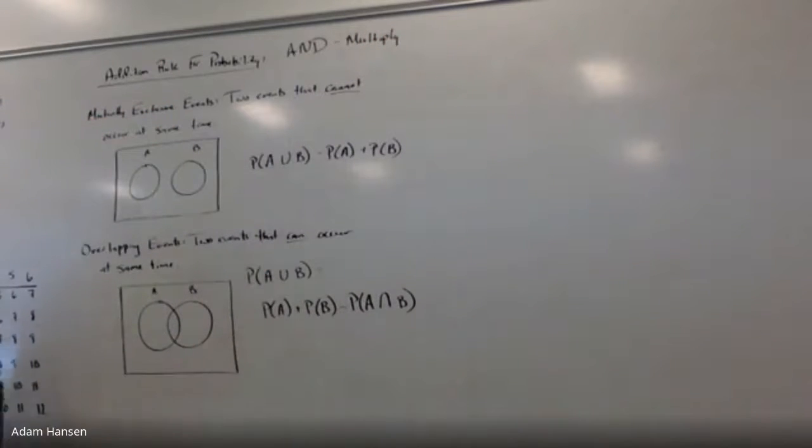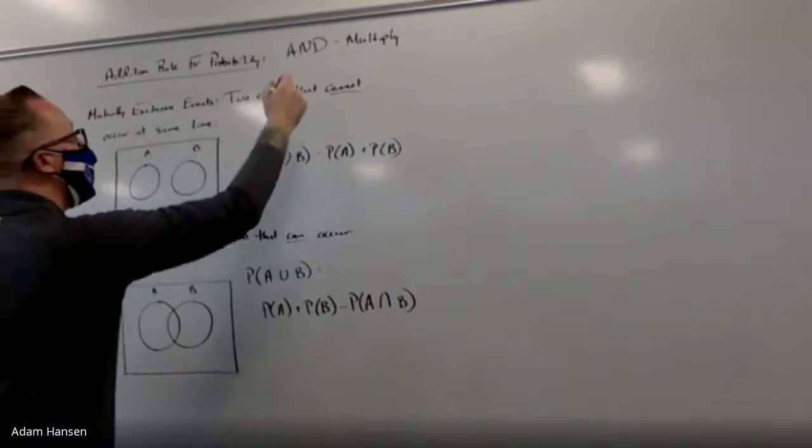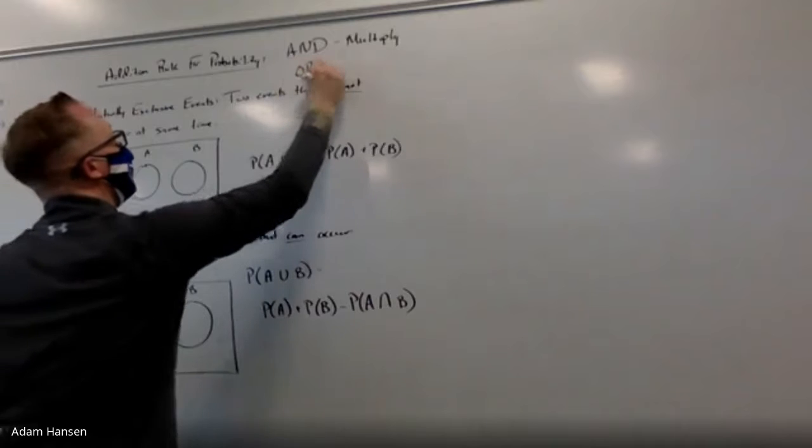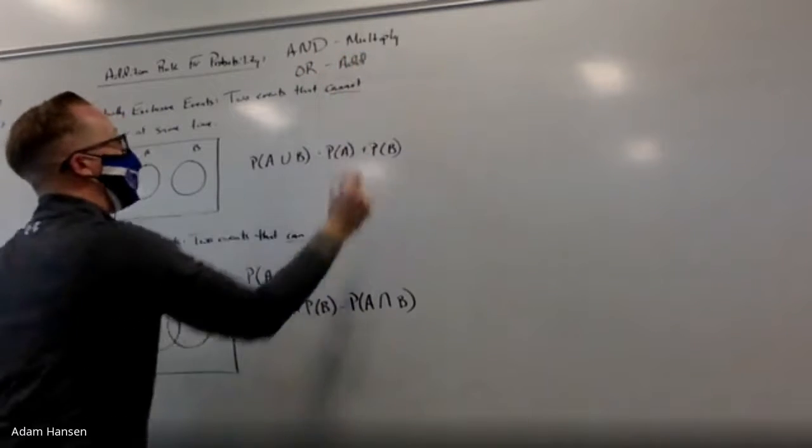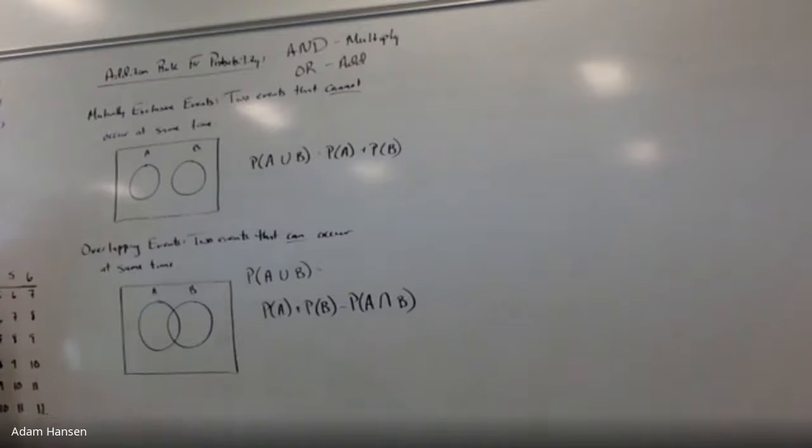Now, the addition rule, we've changed it from and to or. I want either this or this to occur. I want this or this to happen. So we're going to add or combine the different probabilities from those separate events together. But how do I combine them? That's going to be determined by what type of events they are.